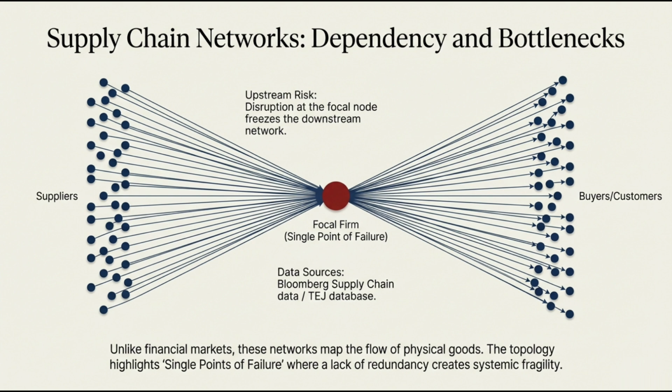These networks can be measured empirically. The key takeaway is that lack of redundancy creates vulnerability. If there are no substitute suppliers, no alternative logistics routes, and no backup counterparties, then a shock at one node can become a systemic bottleneck.